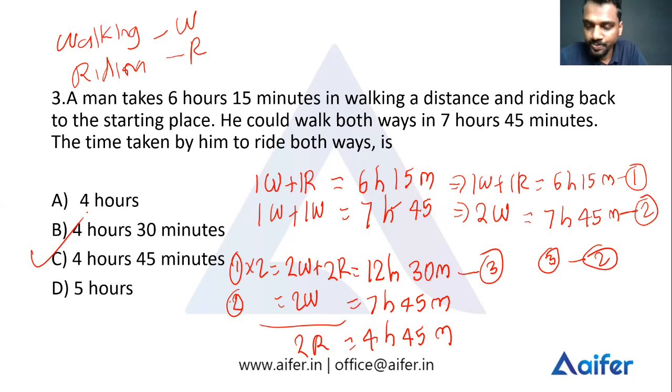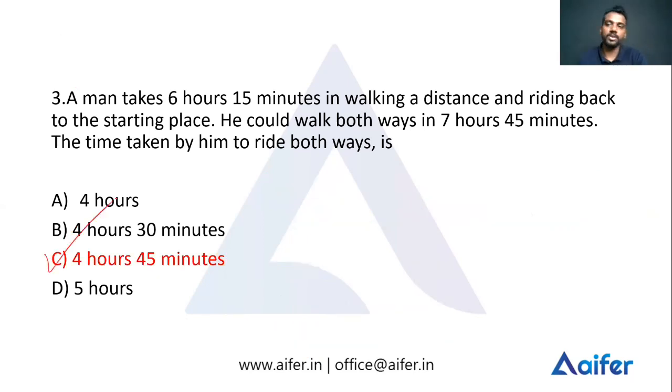So what we do is multiply equation 1 with 2. So we get 2 walk plus 2 ride equal to 12 hours 30 minutes, equation 3. Subtracting equation 2 from equation 3, we have 4 hours 45 minutes. So we have option C as the correct answer for this particular question.